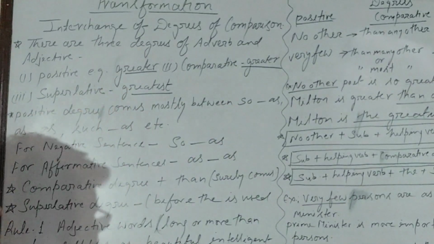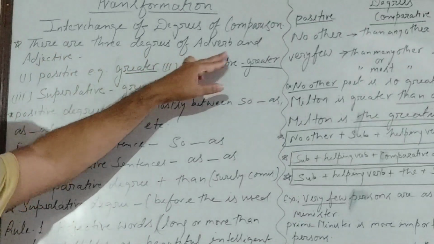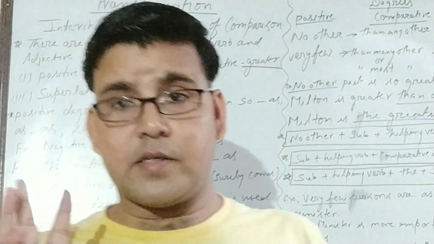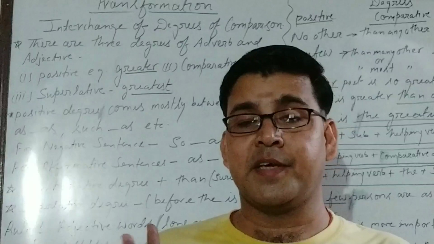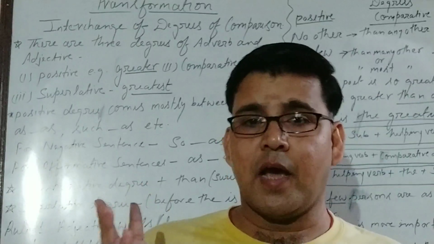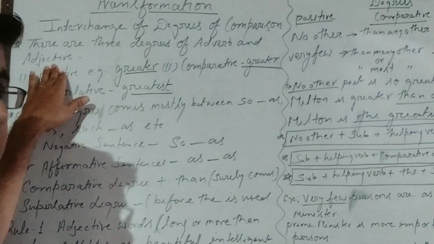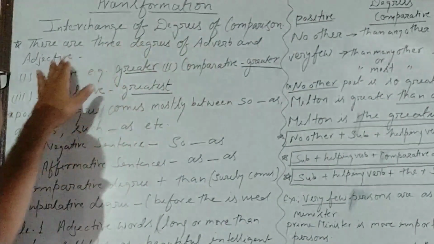Now friends, I would like to tell you that there are three degrees of adverb and adjective. There are three forms of adjective and adverb, and these are called the three degrees: positive, comparative and superlative. So we will come to know that there are three degrees of adverb and adjective.